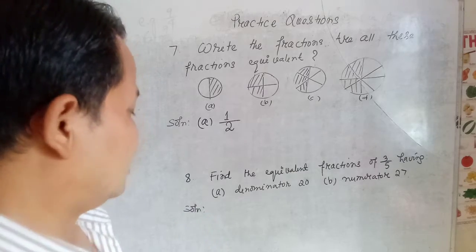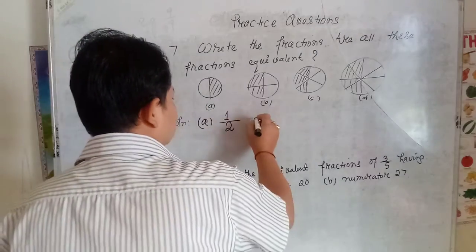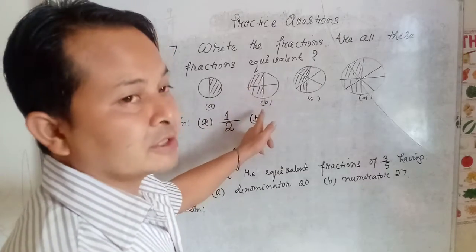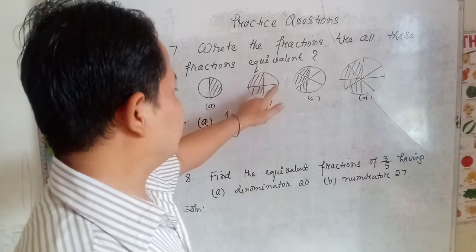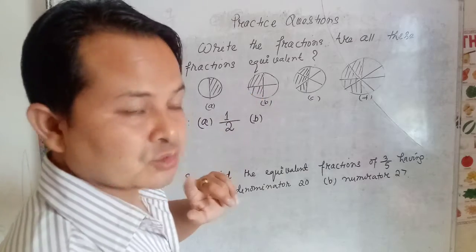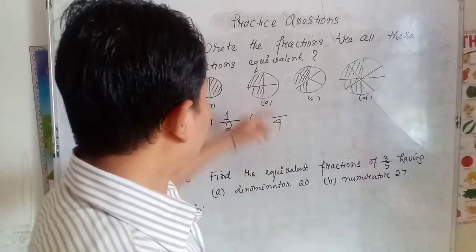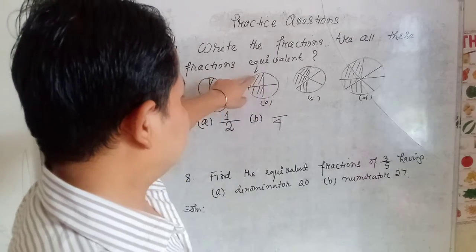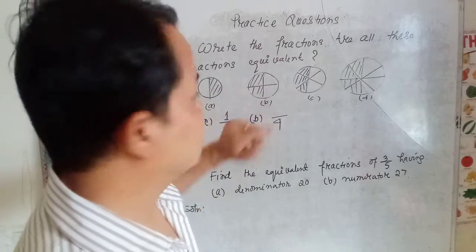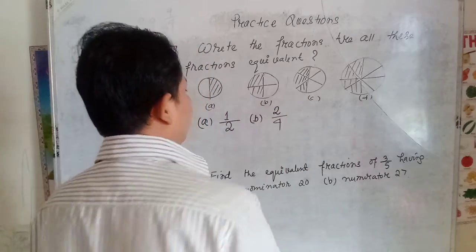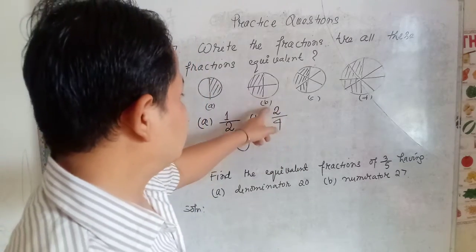Now let us go to the next, that is B. In question number B, the whole circle is divided into 4 equal parts, 1, 2, 3, 4. So the denominator should be 4. And how many shaded portions are there? We have to count. 1, 2. Only 2 are there. So that means the required fraction is 2/4.